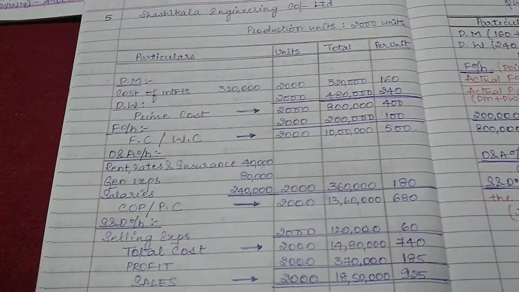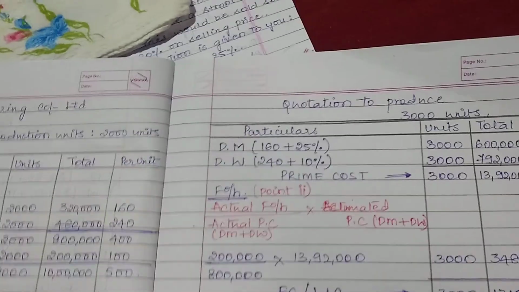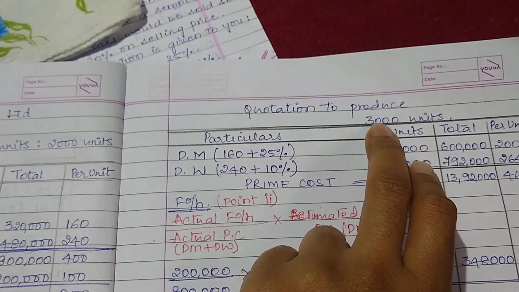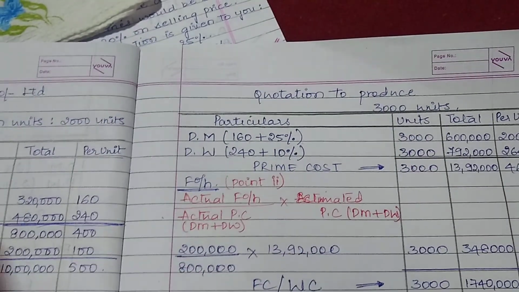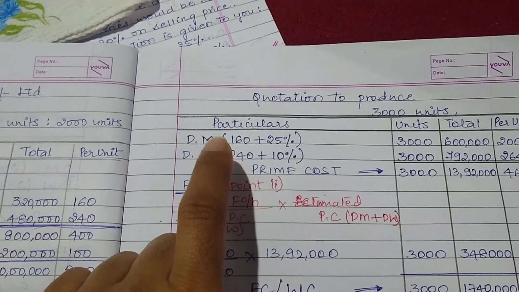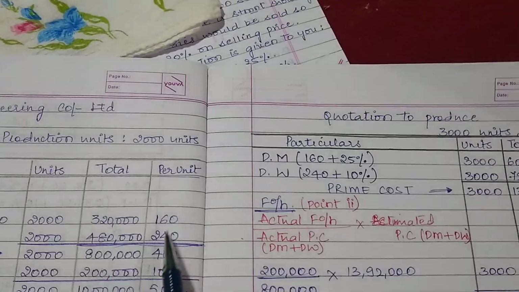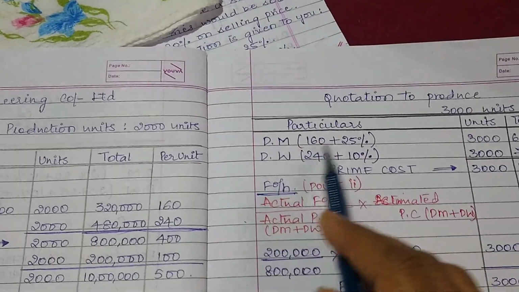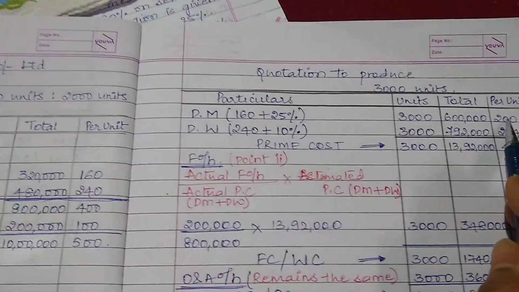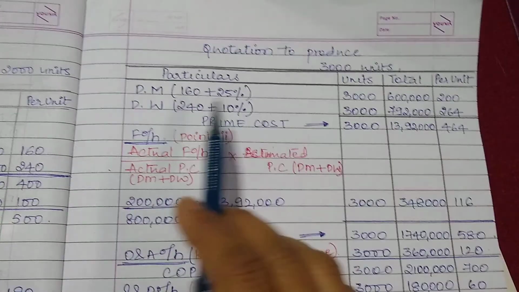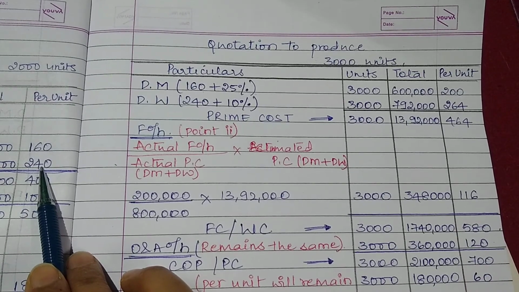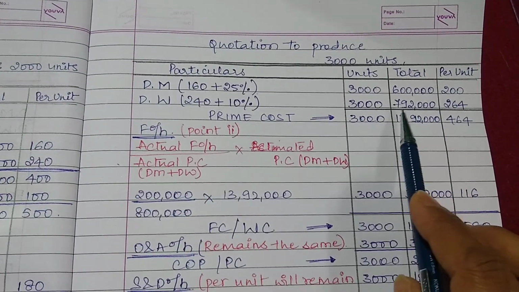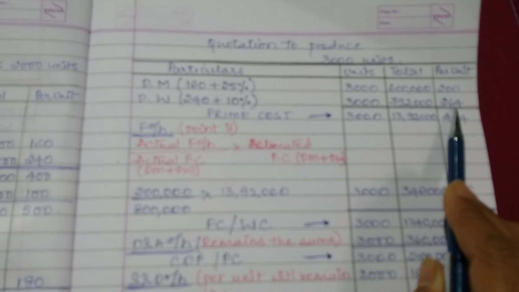Now coming to your quotation, important thing. See, quotation to produce, how many units have they asked us to produce? 3000 units. Okay. So your direct material, it says there should be a rise of 25%. It means 160 rupees plus 25%, where you will have 200 rupees. Direct wages, it has been increased by 10%. So 240 rupees plus 10%, you will have 264 rupees.